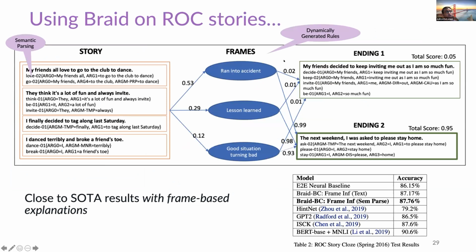And just to go back on the ROCStories, we use Braid with a dynamic rule generation model, and we got close to state-of-the-art performance. So now, remember I told you 65% 4 years back. Now it's already in the 90s. We're very close, but the difference is, unlike these other black box-based DL solutions, we can give you a frame-based explanation as well. And the details are in a paper.